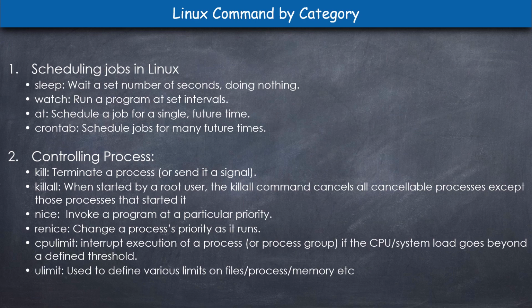Nice invokes a program at a particular priority. Suppose in Windows you must have increased the priority, with levels like high, low, very high. Using nice, you can set the priority of any process running on Linux. Renice changes the process priority while it runs. And you have cpulimit, which limits execution. Suppose you have a running process and you want it to use a maximum of 10% of CPU; you can use this command to define that limit. Once it reaches that limit, it won't be able to use more than the defined limit.